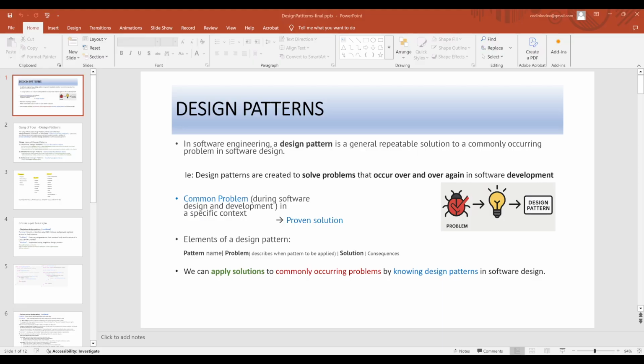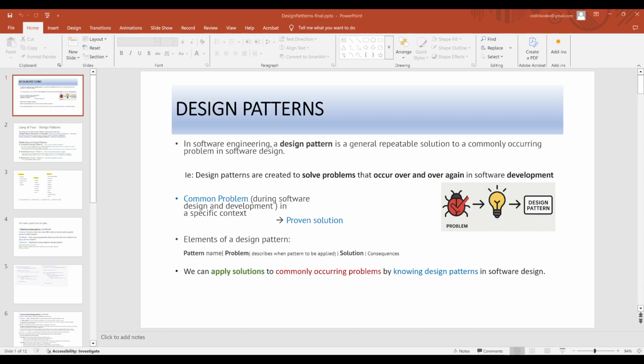And consequences. Obviously there are some trade-offs or side effects that you should know while you apply one particular design pattern on a particular problem, depending upon the use cases. So understanding these elements helps you know when, where and why to use a particular pattern. So now we are clear about why to learn design patterns.